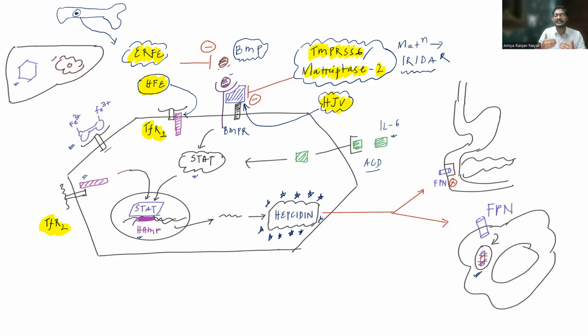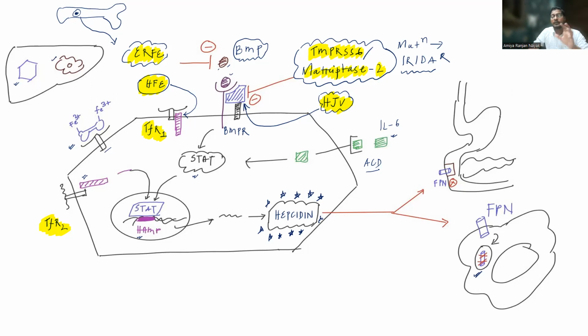Now, how is hepcidin synthesis increased? There are 3 important pathways. The first one is whenever the hepatocytes identify the holotransferrin, the HFE molecule from the transferrin receptor 1 can be released, and it can go and bind to the transferrin receptor 2. This transferrin receptor 2 and HFE complex increase the hepcidin production. That is one part. The second part is about the bone morphogenic proteins.